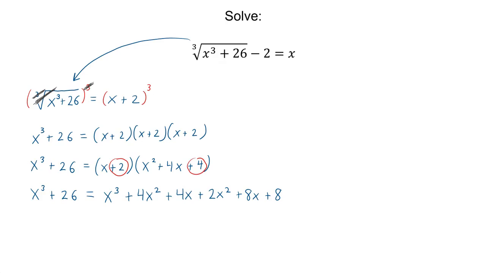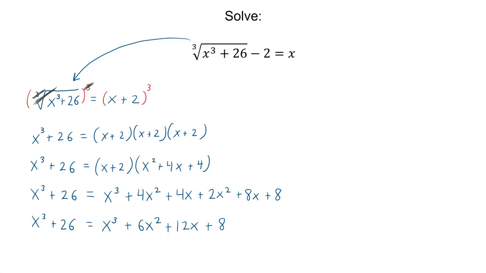Now let's clean up the right side of this equation by combining like terms. On the right, bring down the term of x cubed, and then combine 4x squared with 2x squared to get 6x squared. Now we'll combine the terms of 4x and 8x to get 12x, and bring down the constant of 8. Now let's start the process of solving this crazy looking equation.